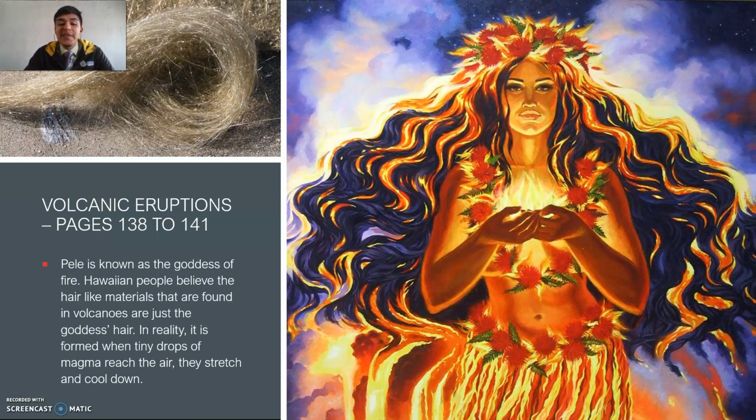But in reality, it is formed when tiny drops of magma reach the air. They stretch and cool down. So how interesting that is. Imagine these hair-like components is actually magma. So when they reach Earth, they are going to stretch and they are going to get thinner and thinner. And of course, later on, when there is an aggregation of the same material, they kind of look like hair.